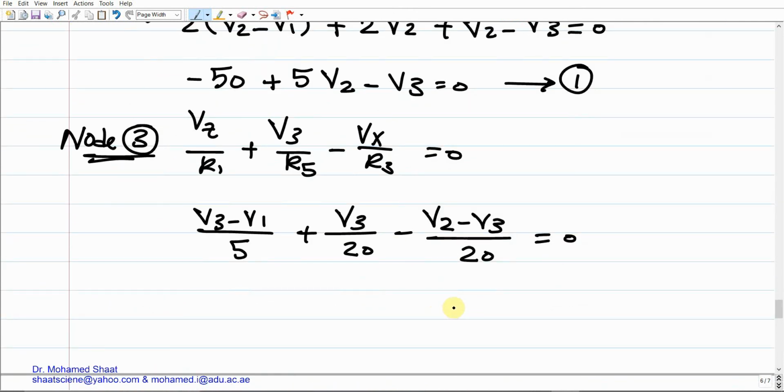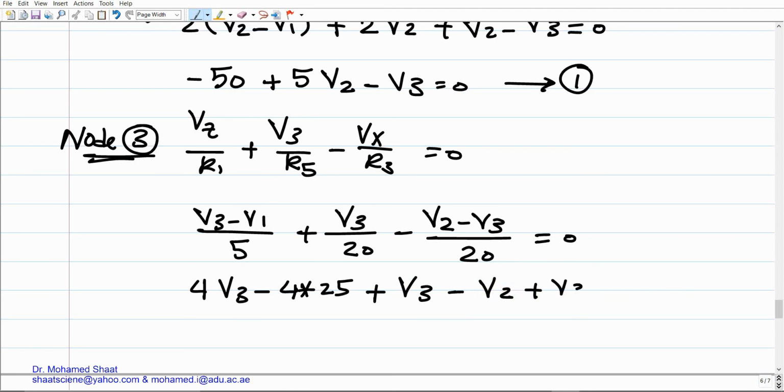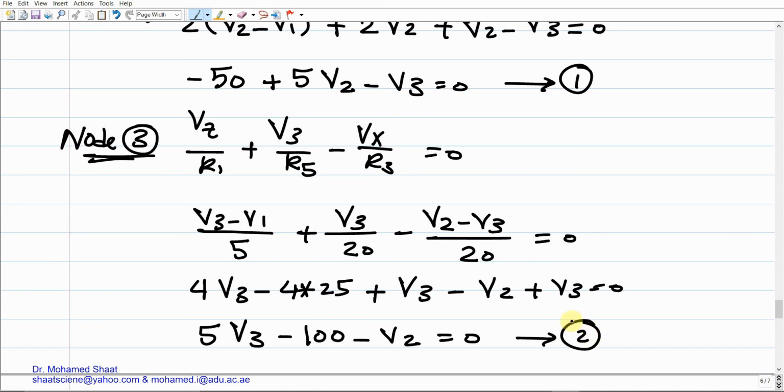Okay, then you're going to multiply all the terms times the highest denominator, which is 20. So we're going to end up with 4 here. This is going to give us 4V3 negative 4 times 25, because we already have V1 equals 25, plus V3 negative V2 plus V3 equals 0, right? So this is going to give us another equation. If you sum here, you're going to end up with 5V3 negative 100 plus negative V2 equals 0. And this is going to give us the second equation. Make sense? So we end up with 2 equations.